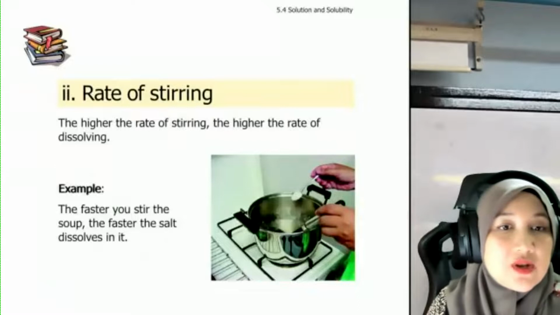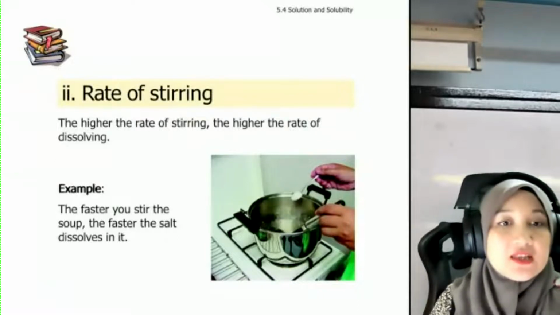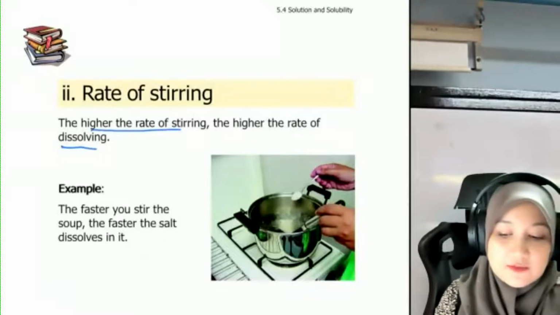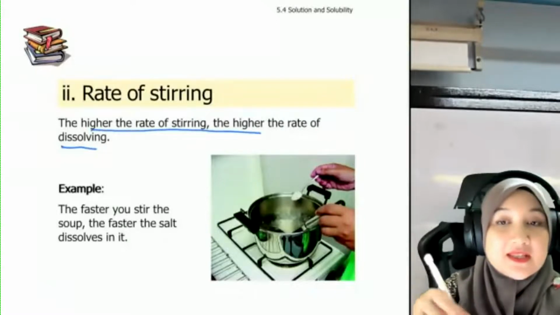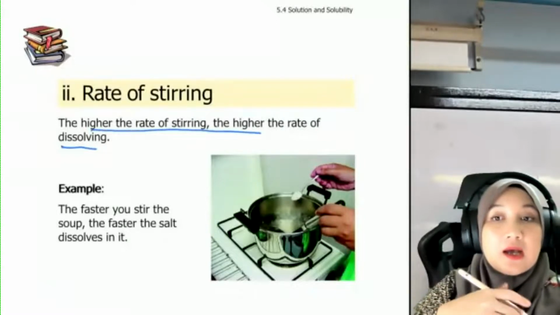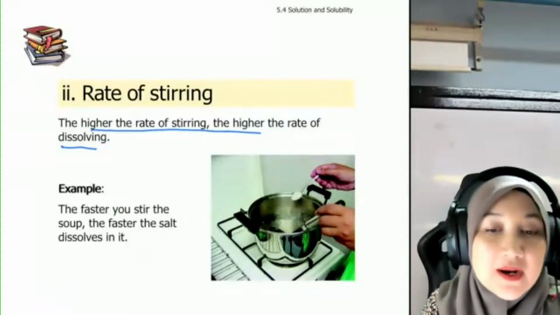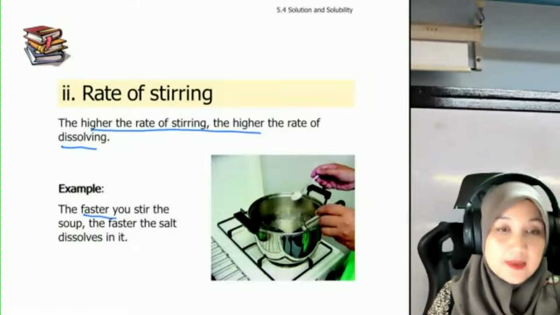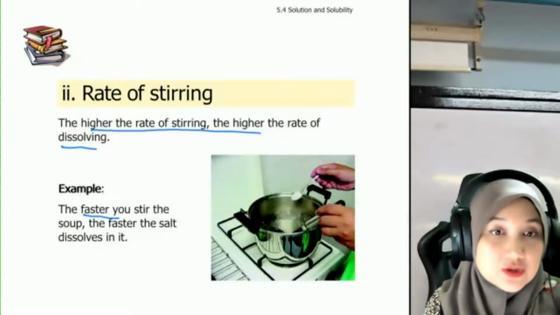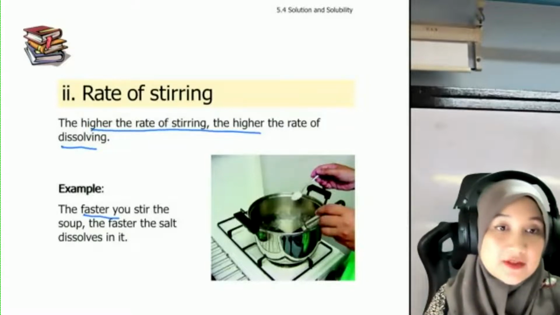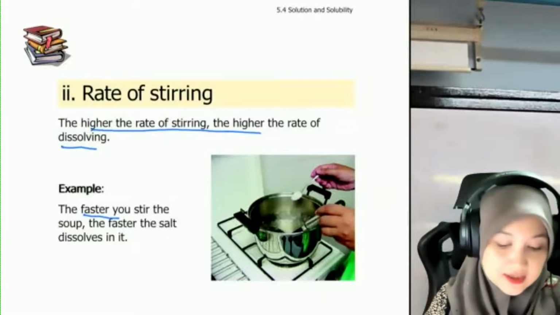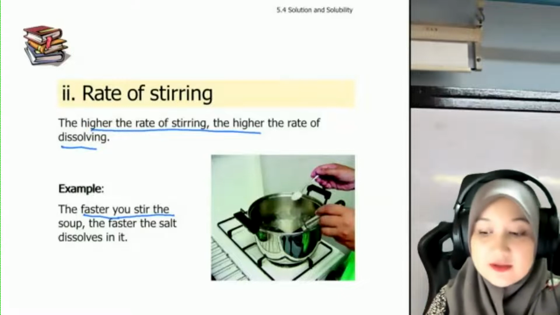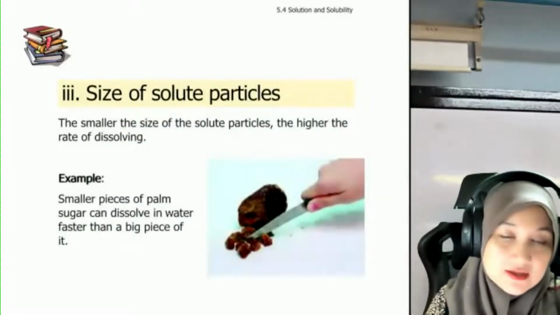Number 2 is rate of stirring. The higher the rate of stirring, the higher the rate of dissolving. Because of what? If you stir, the solute will be spread to all parts of the solvent. So the faster the movement of the solute to all parts of the solvent, the higher the solubility of the solution.